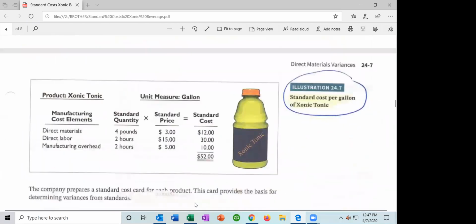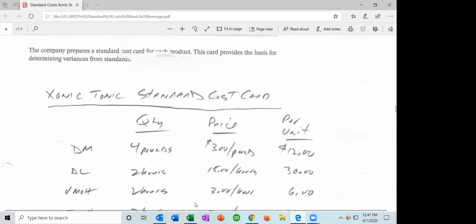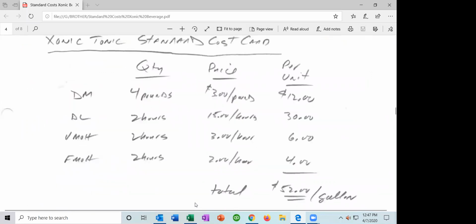So what we can look at is the standard cost card. What does it cost to make 1 gallon of this syrup? What you're looking at here on the screen is the standard cost card, which is a summary of quantity and price assumptions broken down between direct materials, direct labor, variable manufacturing overhead, and fixed manufacturing overhead.